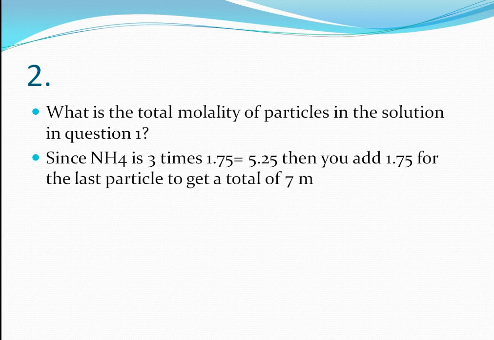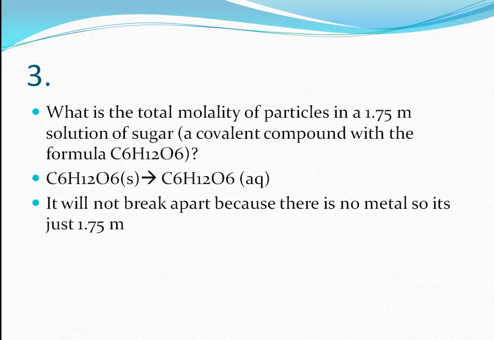Question number 2. What is the total molality of particles in the solution in question number 1? Since NH4 is 3 times 1.75, you get 5.25. Then you just add the 1.75 for the last particle to get a total of 7 for the molality.